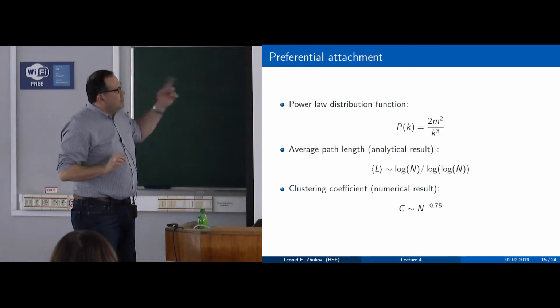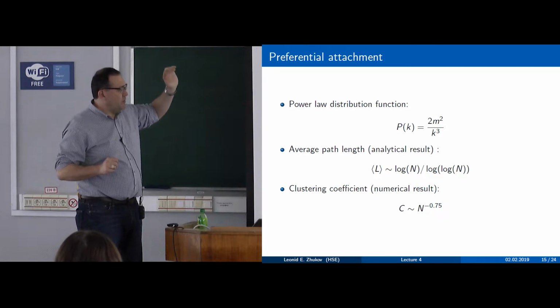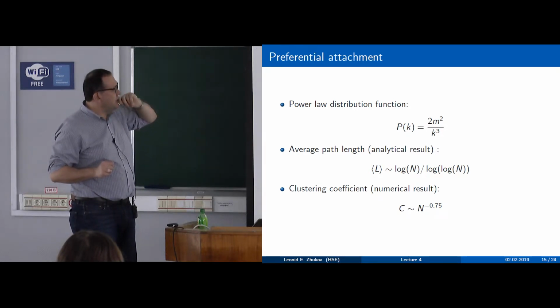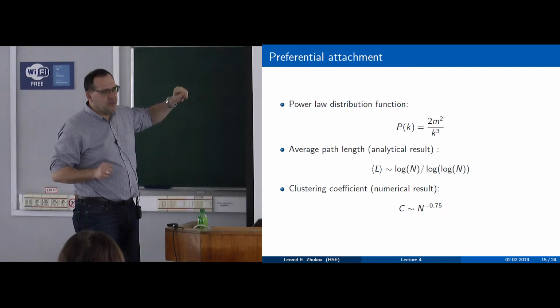Okay, what we have here now with the power law distribution, with the Barabási-Albert model, we were able to calculate the distribution function. Now you can actually estimate average path lengths. There is this analytical way to do it. We're not going to talk about how they did it, but it's logarithmic.